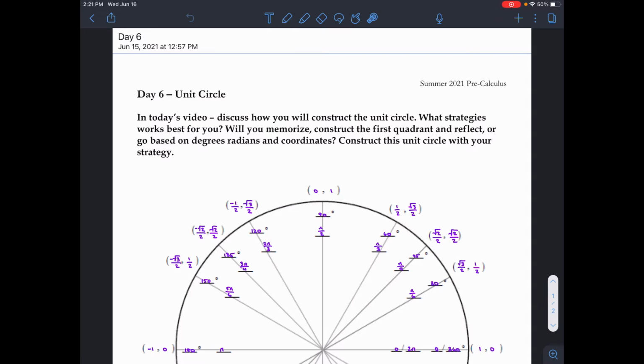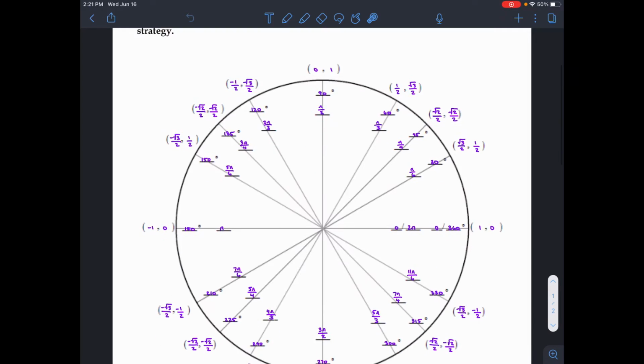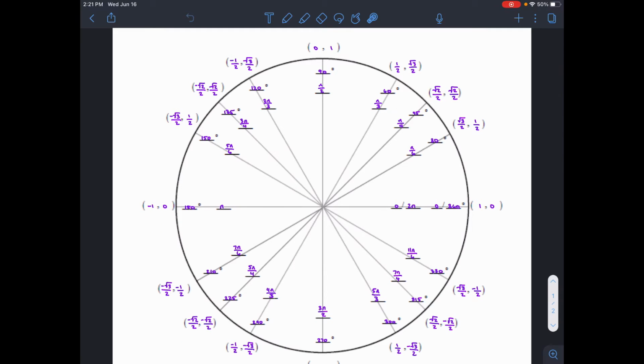So this is day 6 of the worksheet. It's for the unit circle. First it says, discuss how you'll construct the unit circle and what strategies best work for you. The strategy I use is, first I do the degrees. I know that this line is 0 and 360 degrees, and then a quarter would be 90, another quarter would be 180, another quarter would be 270, and back to 360 or 0.